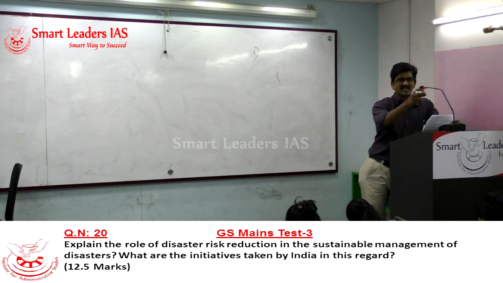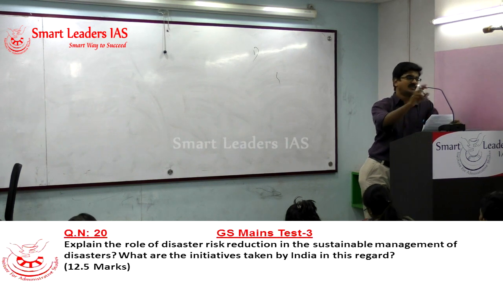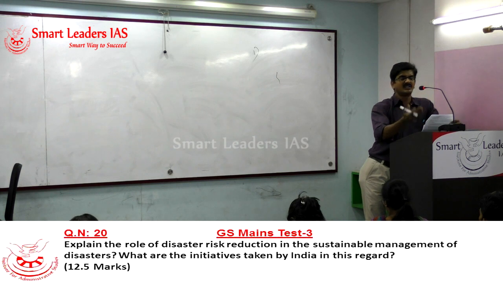First, what happens is hazard. What happens next is a disaster. An earthquake occurs, but what happens after an earthquake is a collapse of the building, and collapse of the building will result in loss of lives.